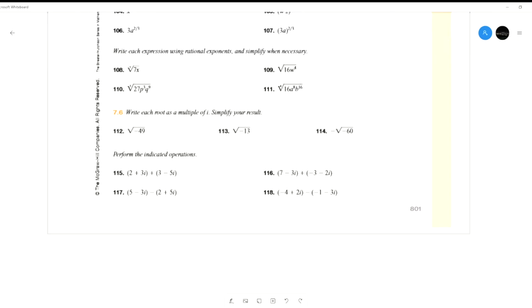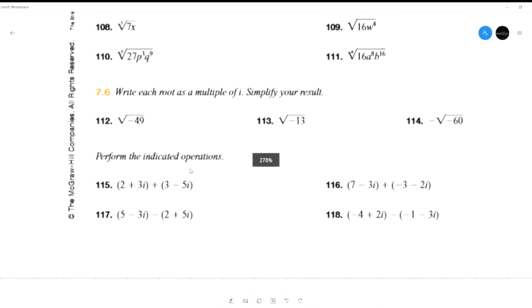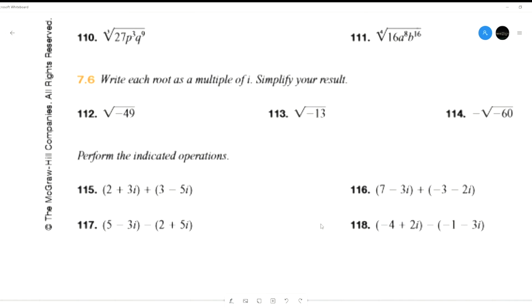Okay, and then we learned how to simplify these radicals with i in them, right? So let me zoom in a bit. Okay, so let's do the first problem. We have a square root, right? When the root is even and the radicand is negative, we have to realize that this is going to be an imaginary number.